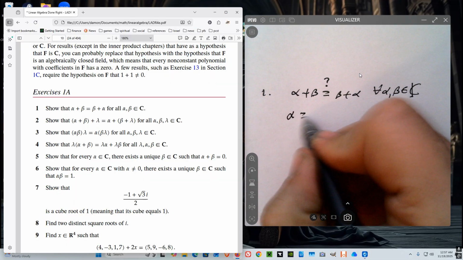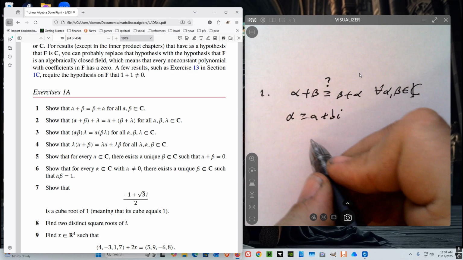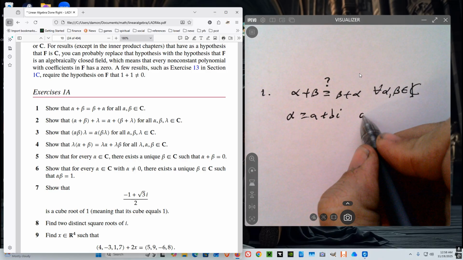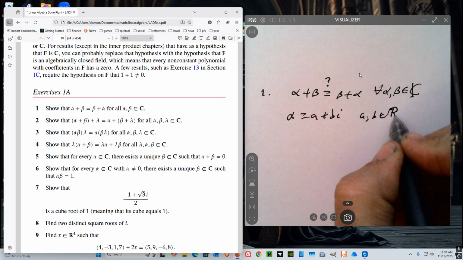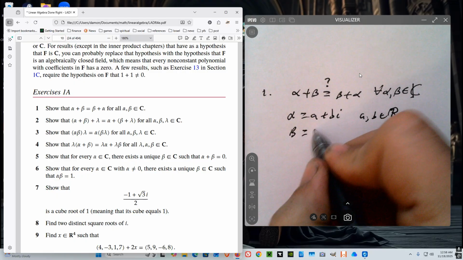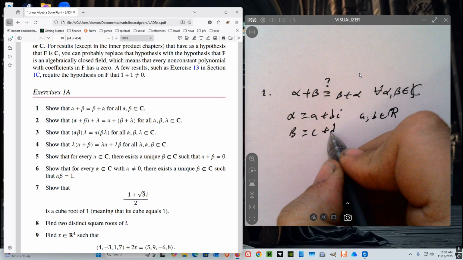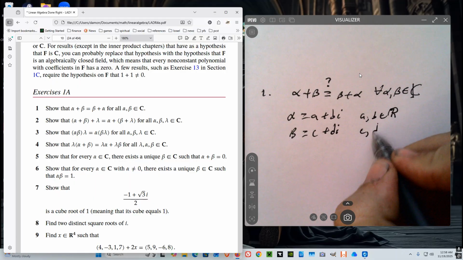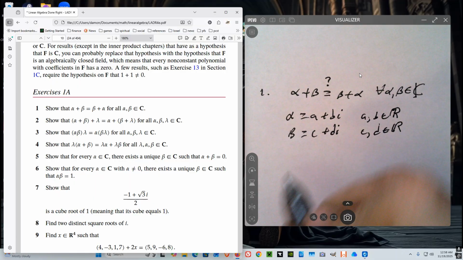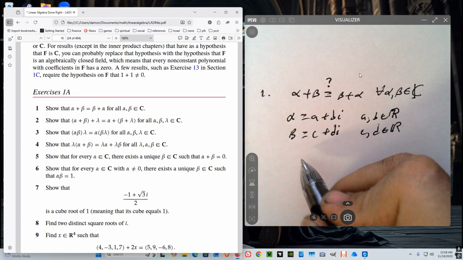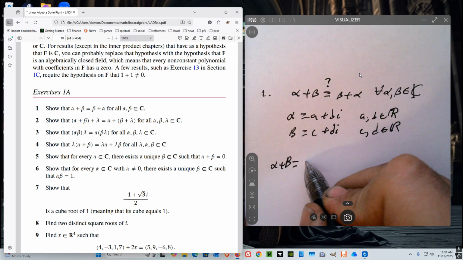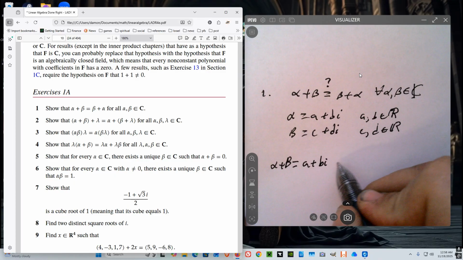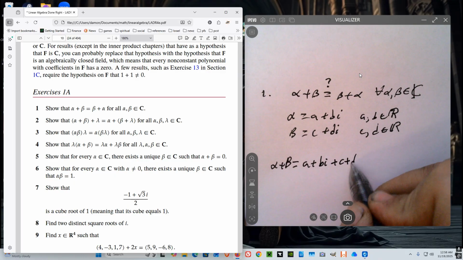Well, alpha is of the form a plus bi. That's all we know. That's the definition of a complex number where a and b are real. And beta is c plus di, where c and d are real. So by definition of addition for complex numbers, this is just the same thing as a plus bi plus c plus di.